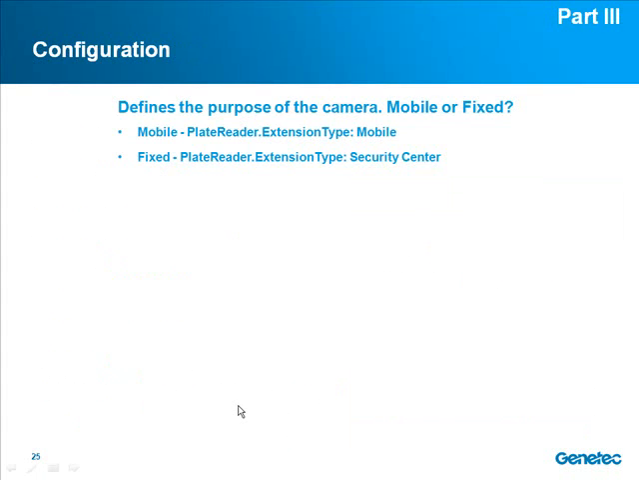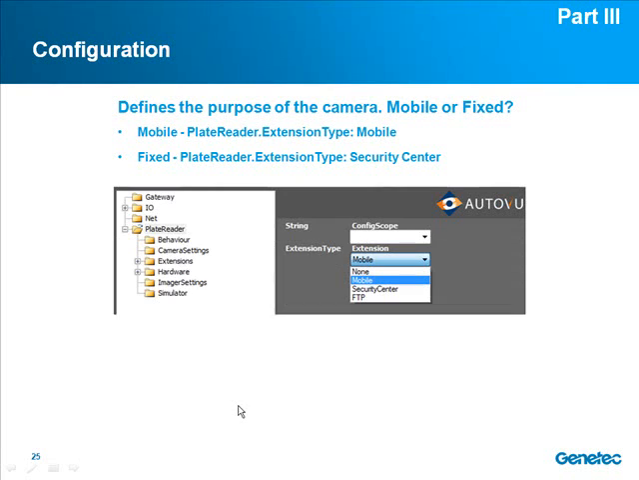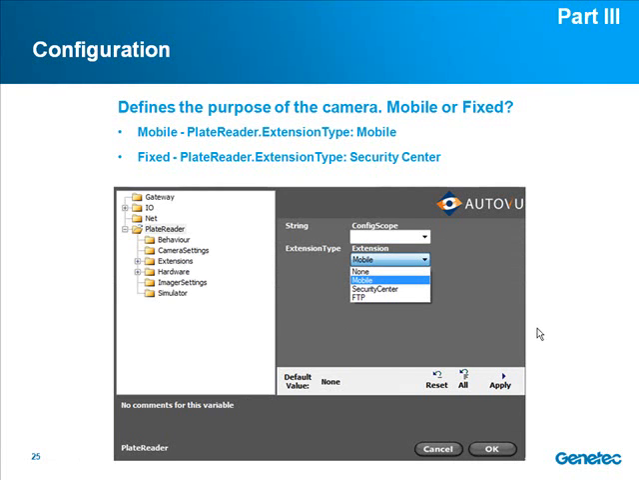Now, looking at the actual configuration, we need to consider what the system is supposed to be used for, either a fixed or a mobile system. They're not configured the same, so you need to know how the Sharp system will be used before starting to do the setup. In the configuration of the system, there is an extension setting, and you'll need to make sure this is set to the correct purpose of the Sharp system. You can find this in the plate reader section of the General Settings viewer.